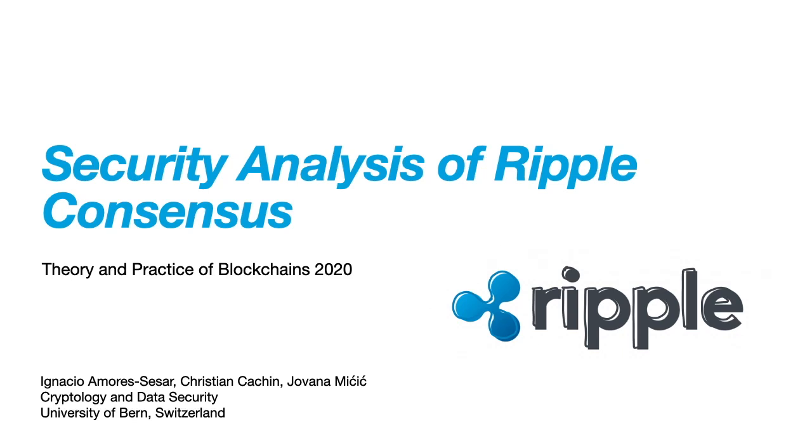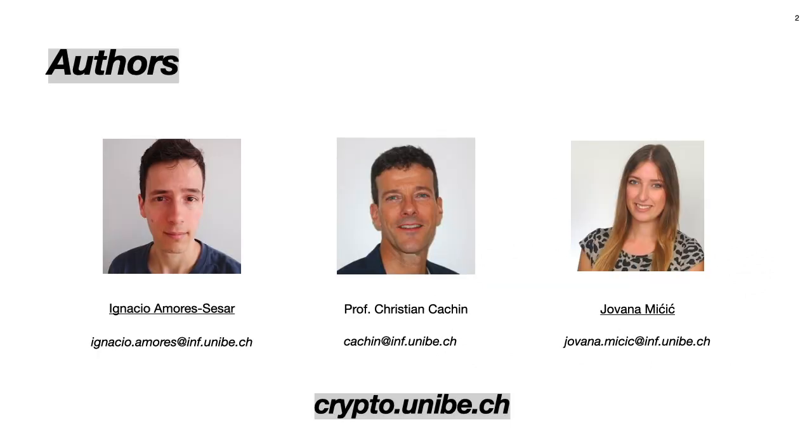Today we are going to talk about security analysis of Ripple consensus. This is a joint work from researchers from the cryptology and data security group from the University of Bern. My name is Jovana Micic and my co-authors are Ignacio Amores-Sesar and Professor Cachin.